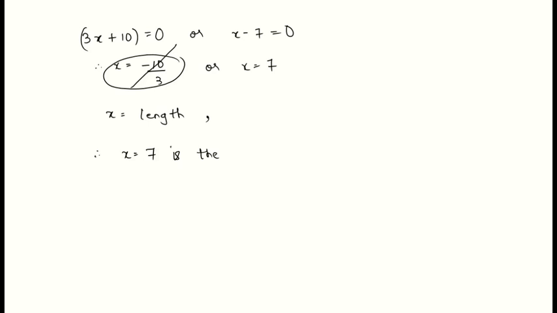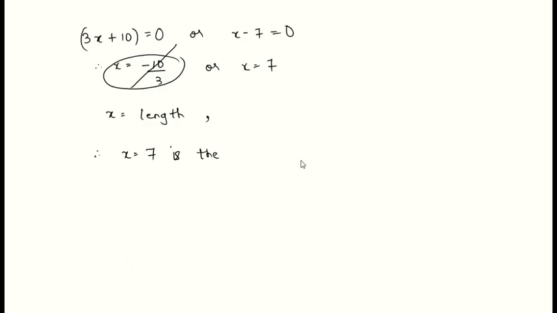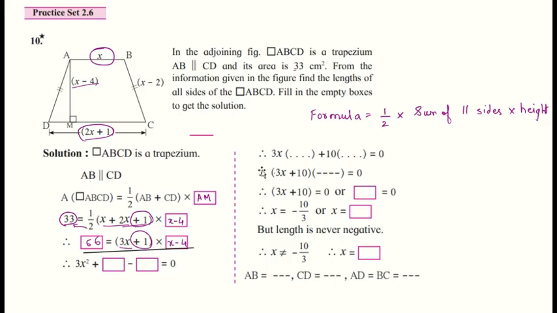Therefore x is equal to 7 is the length of what? If you look at the figure, AB is equal to x, that is, we already got the value of side AB. Therefore x is the length of side AB. Therefore AB is equal to 7 centimeter. Now go back to the figure again. AB we got as 7.